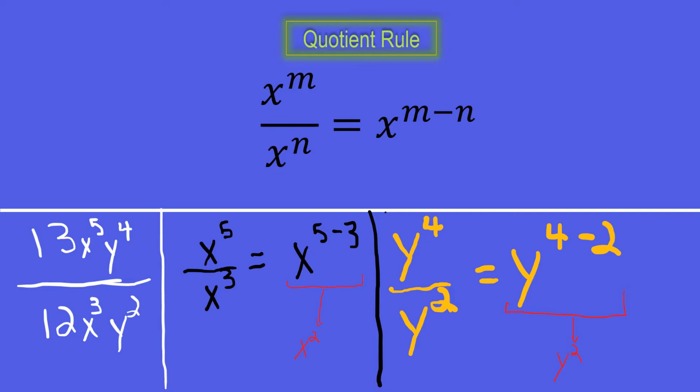So let's rewrite this problem. We now have 13 x to the second power times y to the second, divided by 12.